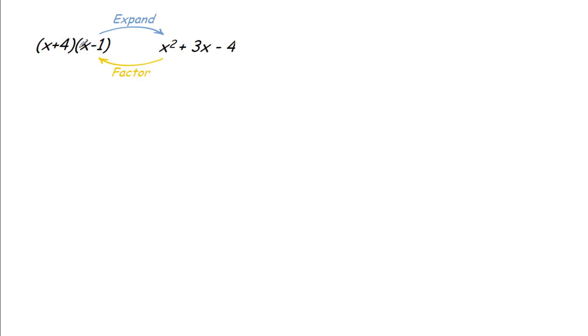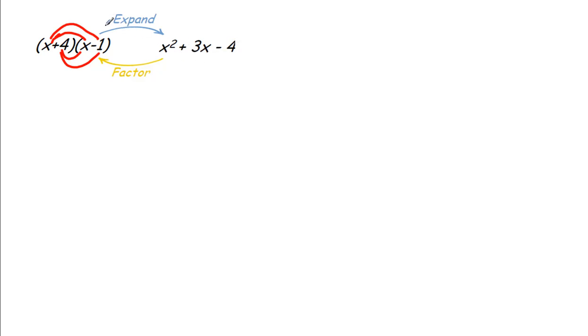situations like this, and we're using FOIL, right? So we say, okay, first, outside, inside, last. We multiply x times x, that's x squared, x times -1, that's -1x, 4 times x, that's 4x, and 4 times -1, that's -4. We multiply those out, we collect our like terms, and we end up with this expression right here.